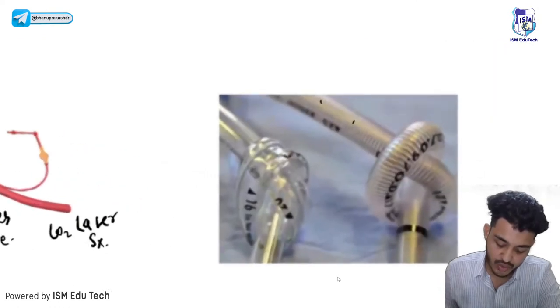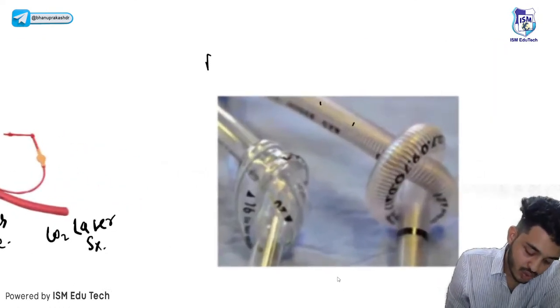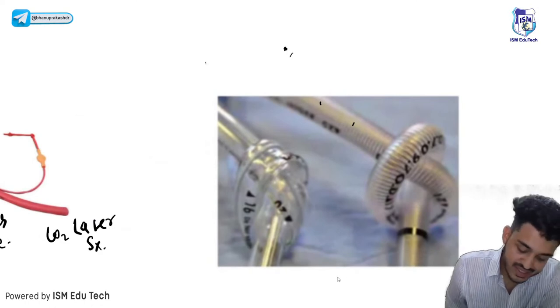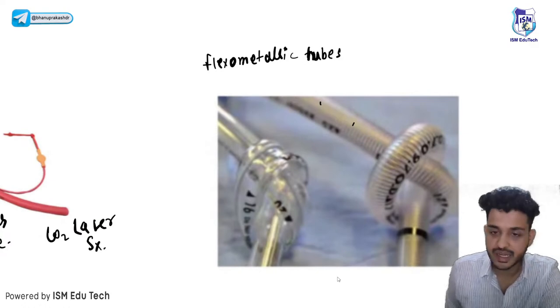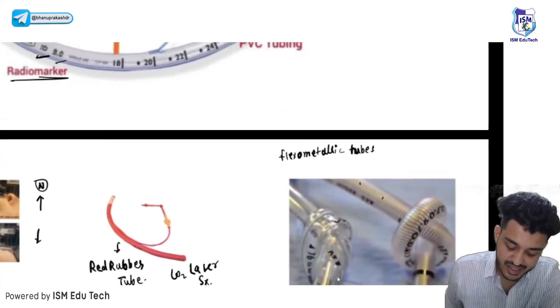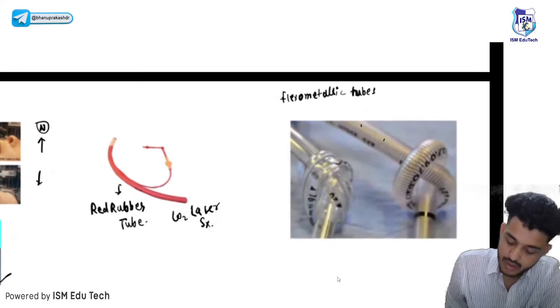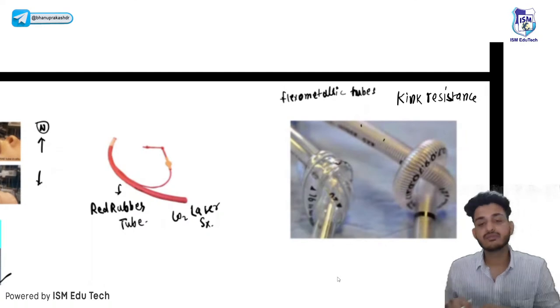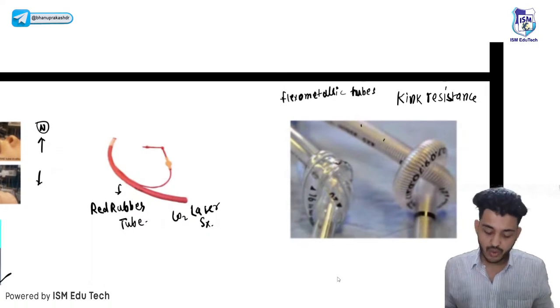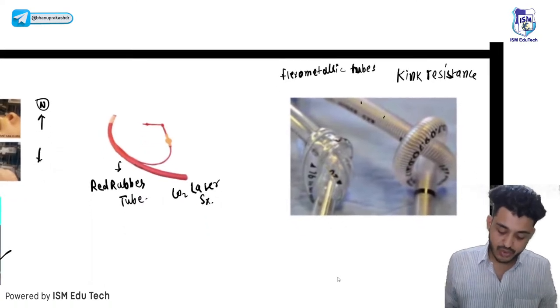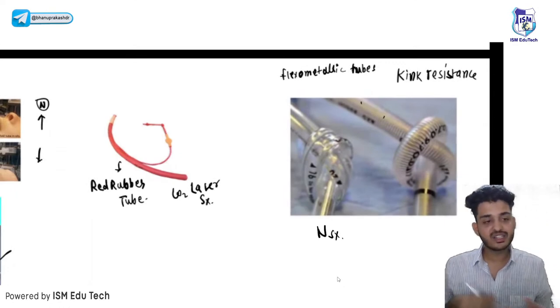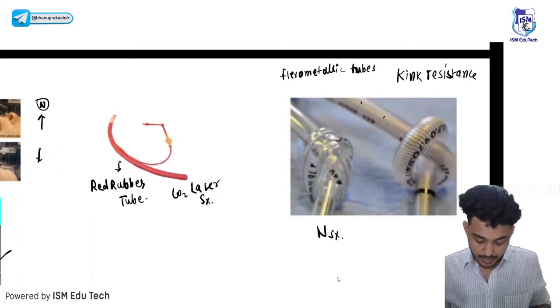Now we have these tubes. These are your flexometallic tubes. They are kink resistant. What does kink resistant mean? If you move it, that will be okay, no problem. They will be used in neurosurgeries, for example if the patient is lying prone, that will not be a problem.